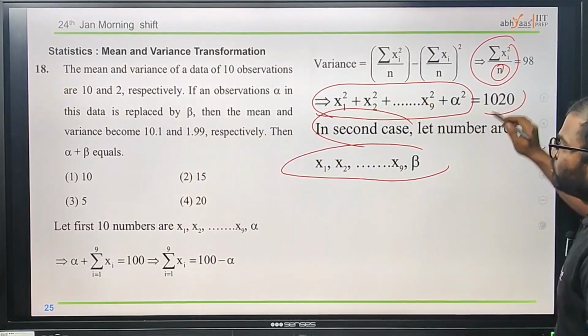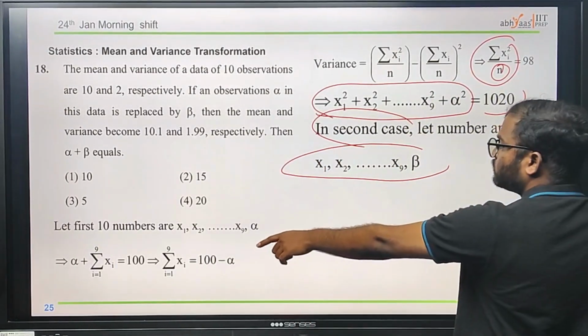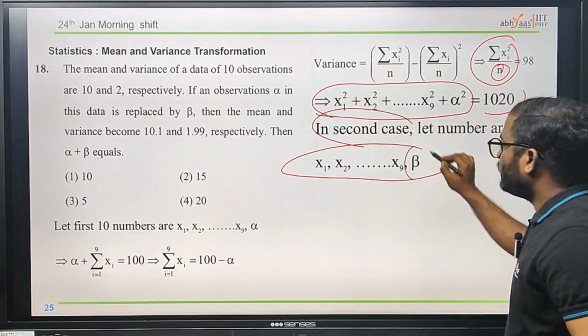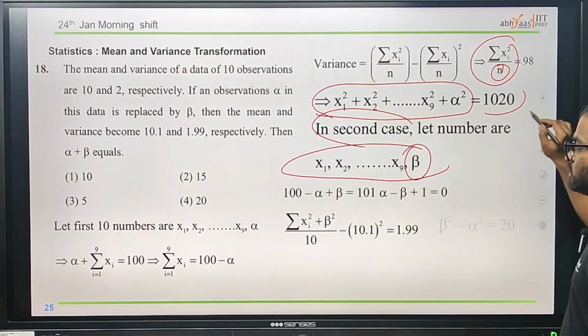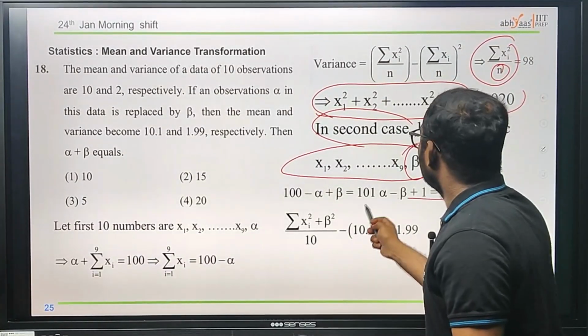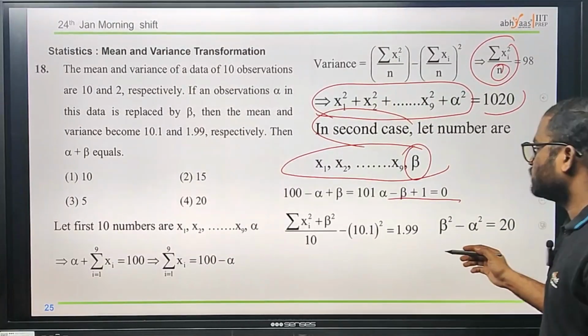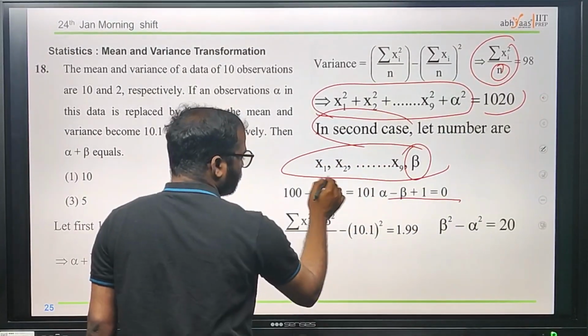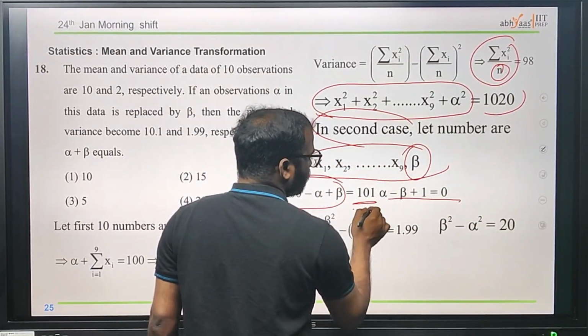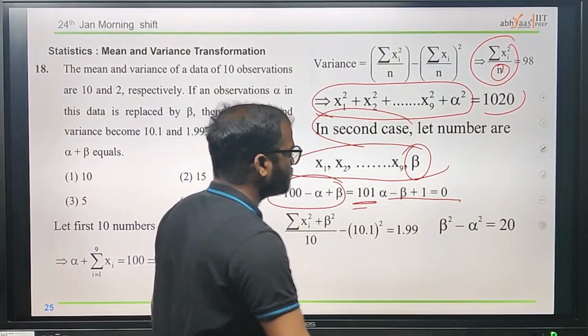From this we got, for the first case, for the alpha, this one. A similar case we will do for the beta as well. In a similar way we find the beta, and we will get the second option like this. See here, 100 minus alpha plus beta is equal to 101. Alpha minus beta plus 1 is equal to 0.